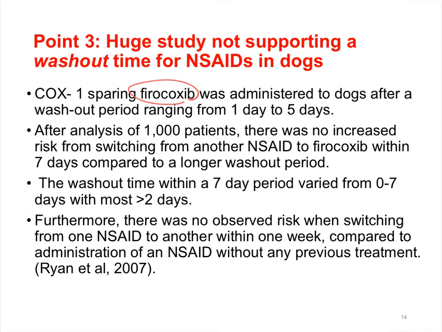After analyzing 1,000 patients, so it's a very large study, there was no increased risk from switching from another NSAID to firocoxib within 7 days compared to any longer washout period. The washout period varied between 0 and 7 days, with most of them more than 2 days. There was also no increased risk when switching from one NSAID to another within a week compared to administration of an NSAID without any prior treatment. So basically, the concept of washout, even though we know there are prolonged effects of NSAIDs, really doesn't make a lot of sense, at least in terms of the way that term is being used.